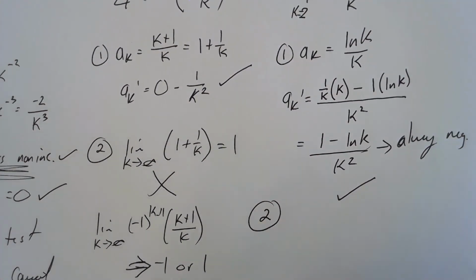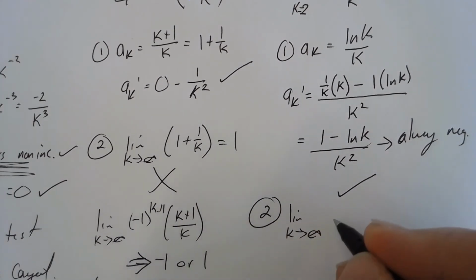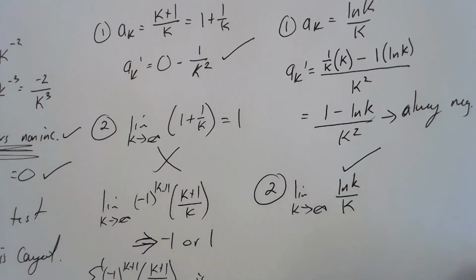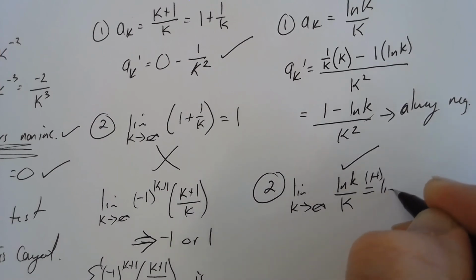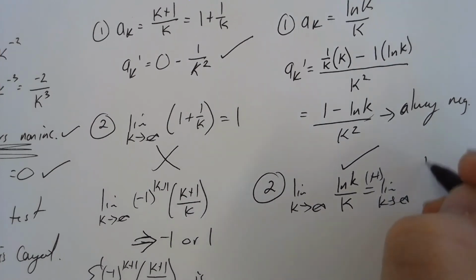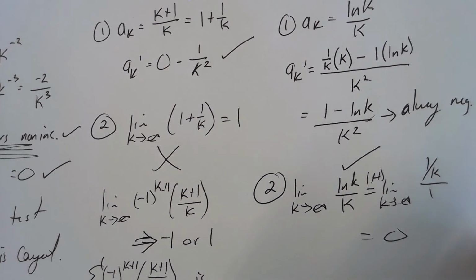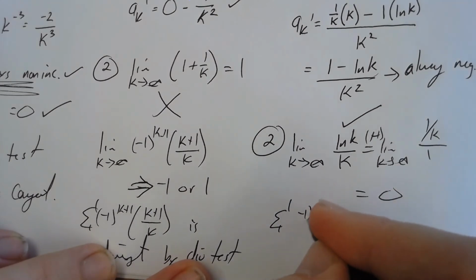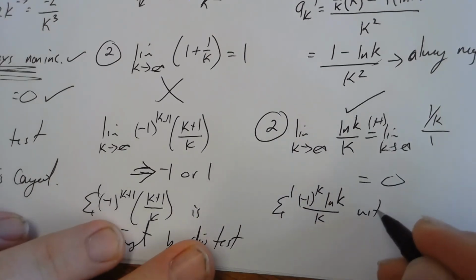Now, number 2. Number 2 is the limit as k goes to infinity has to be equal to 0. Well, natural log of k over k, in this case, again, is infinity on top, infinity on the bottom. We've done this before in a previous video where I use L'Hopital's rule. I get the limit as k goes to infinity of the top going to 1 over k, and the bottom going to 1. This thing then ends up going to 0. And sure enough, by the alternating series test, the series of negative 1 to the power of k times the natural log of k over k will converge.